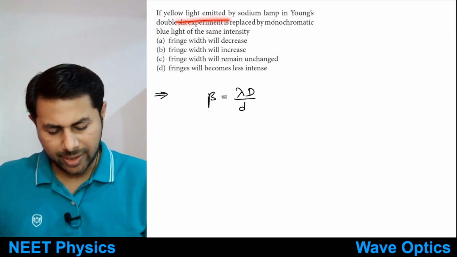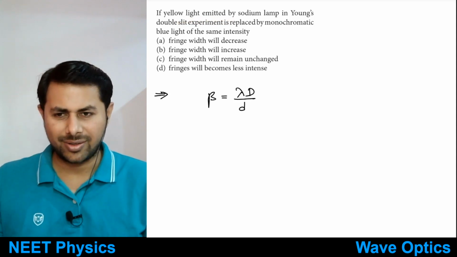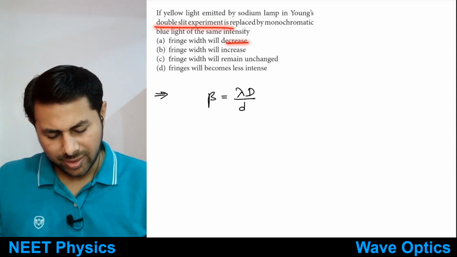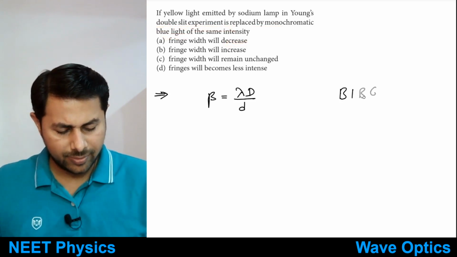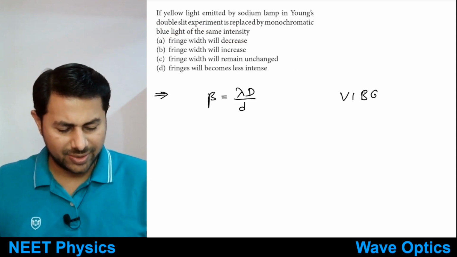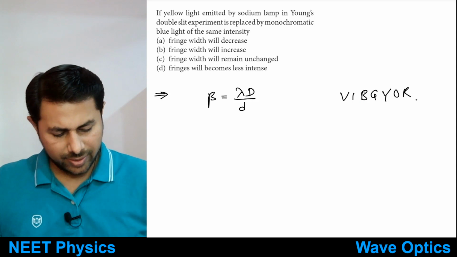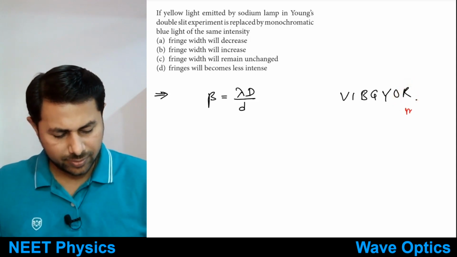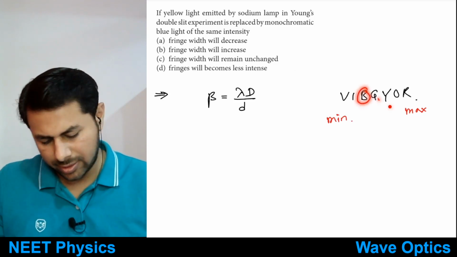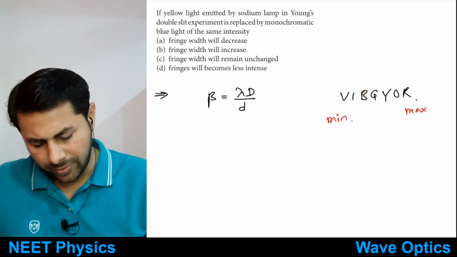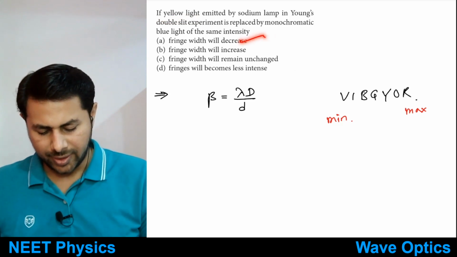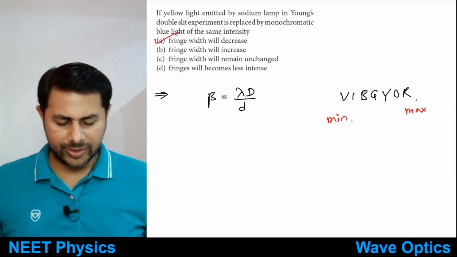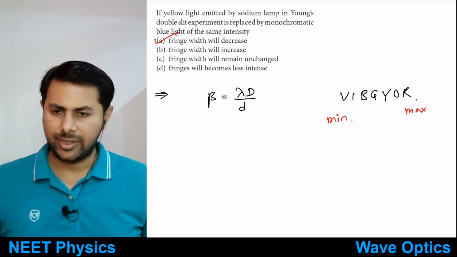Yellow light is emitted by a sodium lamp and is replaced by monochromatic blue light. You have this pattern VIBGYOR. In this, the wavelength of red is maximum and violet is minimum, and this is yellow. So the wavelength is decreasing, no? That's correct. Wavelength decreases, so fringe width will decrease. So it is option A. Since the wavelength of blue is less than the wavelength of yellow, fringe width would decrease.